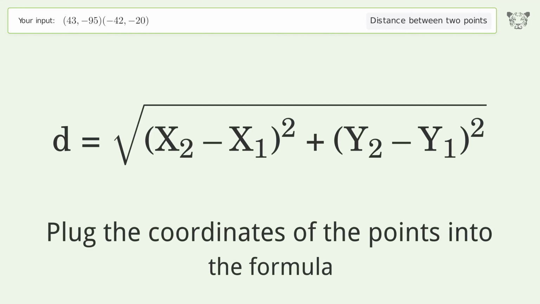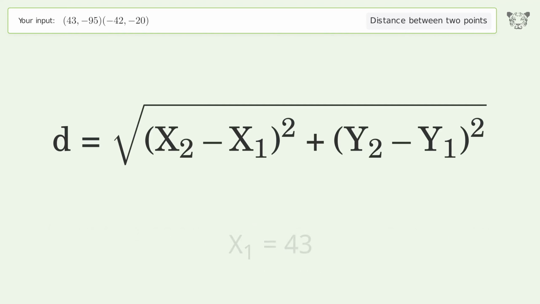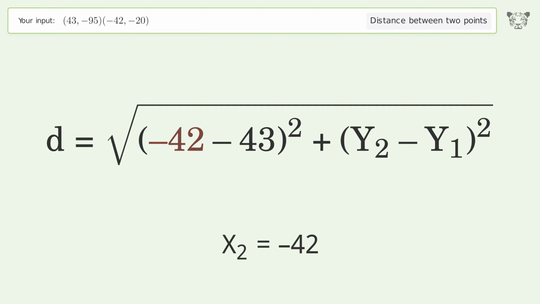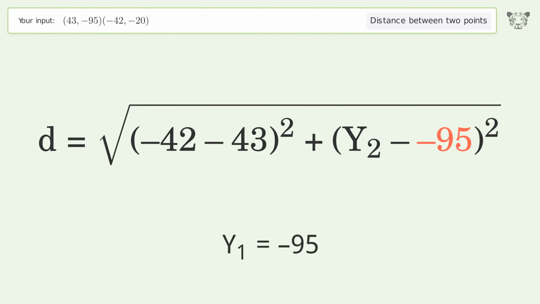Plug the coordinates of the points into the formula. x1 equals 43. x2 equals negative 42. y1 equals negative 95. y2 equals negative 20.